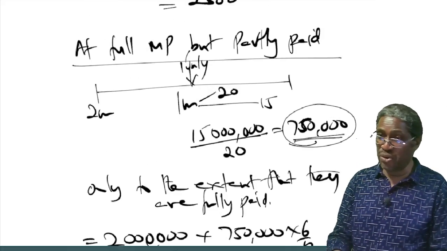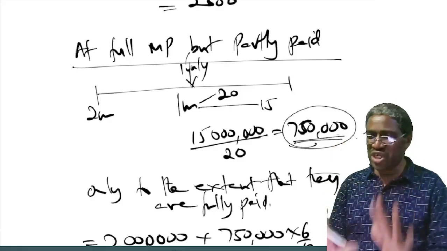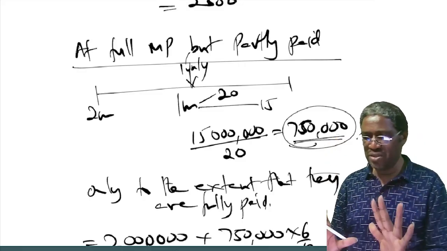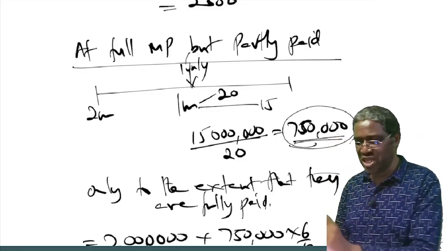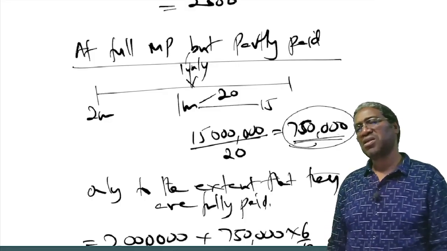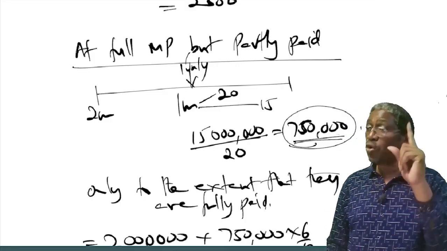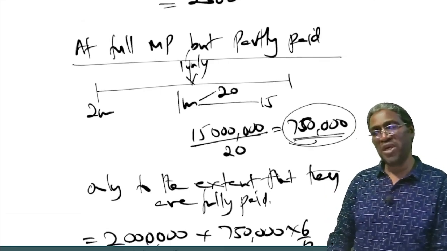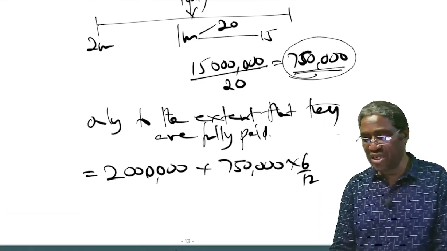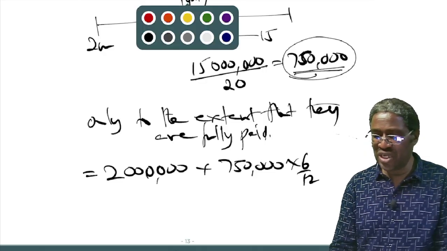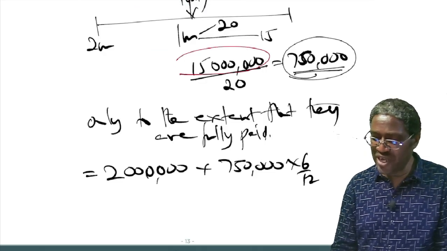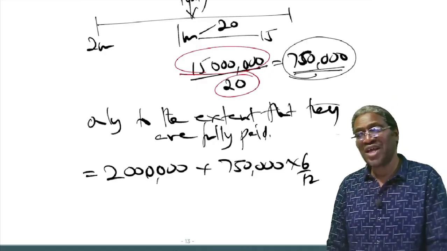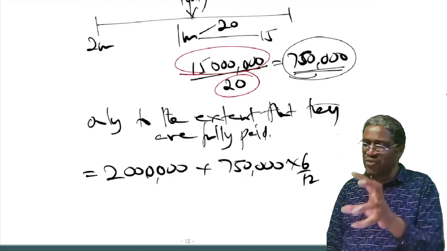So what is the key point? We have said when shares are issued at full market price and they are partly paid, only consider them to the extent that they are fully paid. Only consider them. Which one? The shares. Only to the extent that they are fully paid. How do you determine them? You take the amount received from the issue of shares. You divide that by the market price per share. That will give you the number of shares to the extent that they are fully paid.